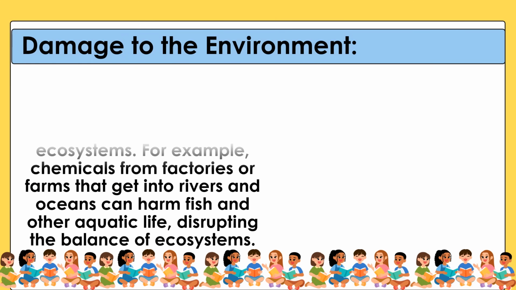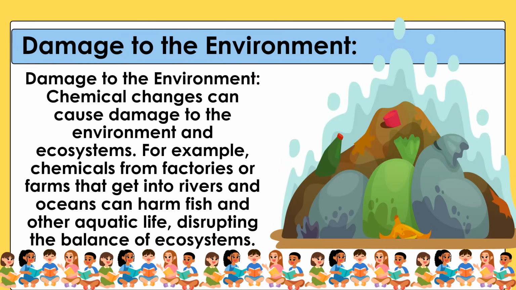Next, we have damage to the environment. Chemical changes can cause damage to the environment and ecosystems. For example, chemicals from factories or farms that get into rivers and oceans can harm fish and other aquatic life, disrupting the balance of ecosystems.